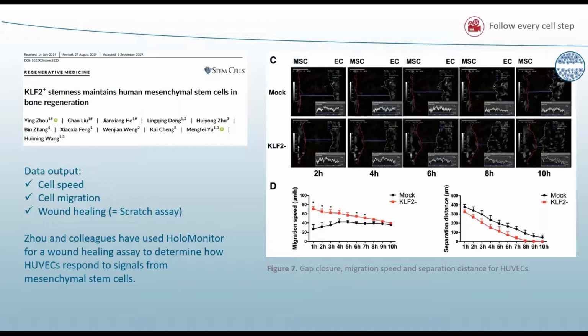And you can see that now the HUVEC cells are more eager to move towards the stem cells, but also that the stem cells, the mesenchymal stem cells, are slowly moving towards the HUVEC cells. So both can be clearly seen in the wound healing assay. You can also see in the diagrams below that the migration speed is different with and without the factor. And you can see that the distance is closing at different speeds with and without the factor.